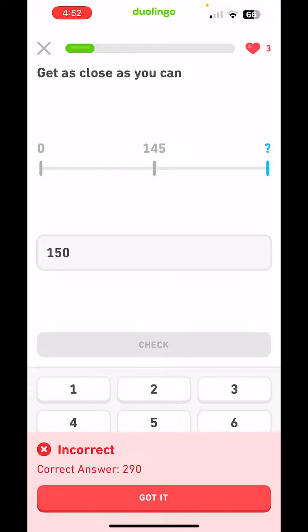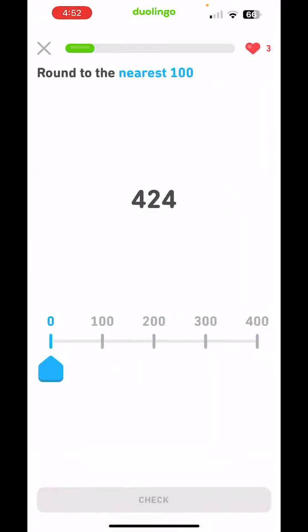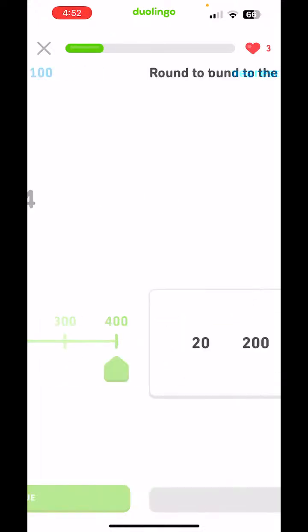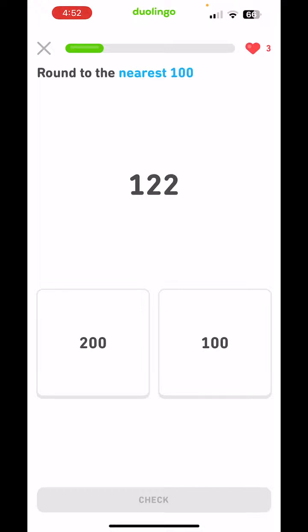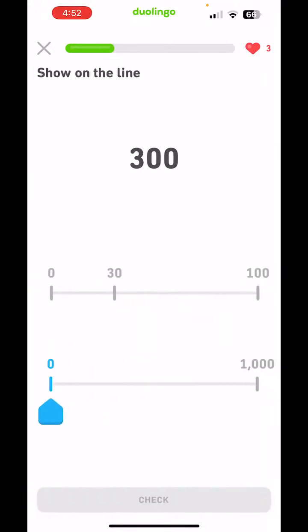Okay, so it looks like we would be counting by 145 plus 145. Round to the nearest 100. So 424 would be 400. Round to the nearest 100. 122 would be closer to 100. Show on the line. So we have a range here from 0 to 100, with 30 being here. So from 0 to 1,000, we know that 500 would be in the middle, so 300 would be right above where the 30 is right here.